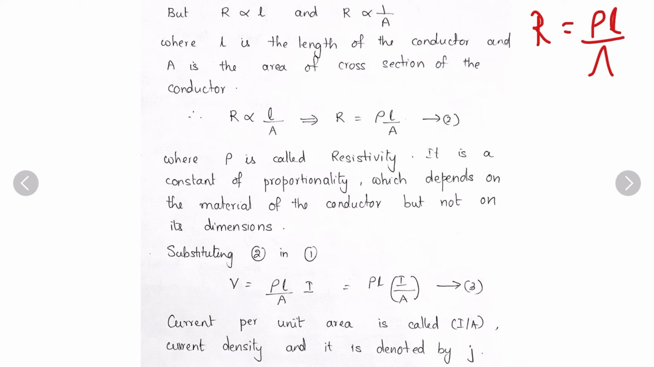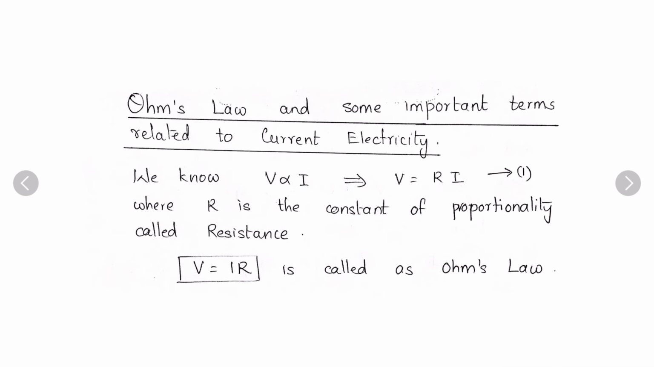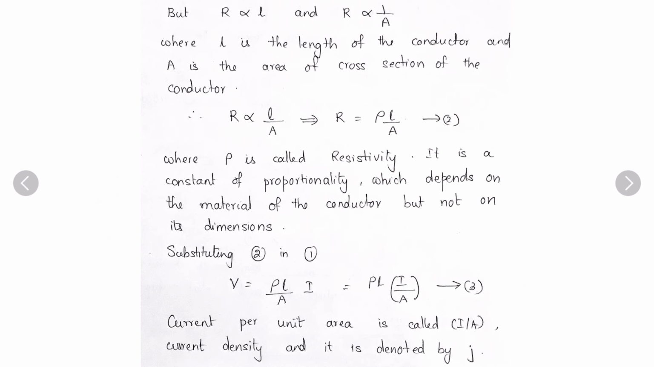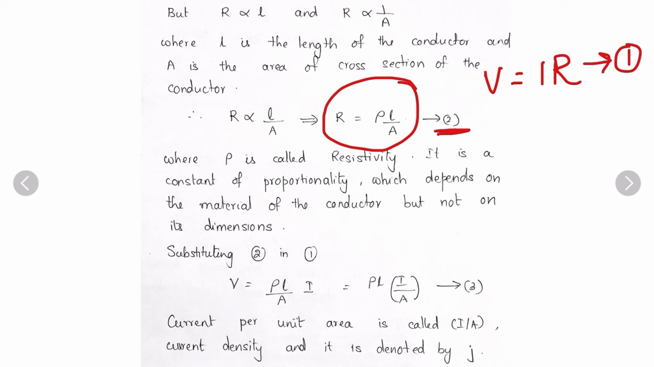material of the wire. Now coming to the point, previously we have seen Ohm's law, that is equation 1, V is equal to R into I. Now we have seen R is equal to rho L by A. This is equation 2. Substituting 2 in 1, V is equal to I into rho L by A.